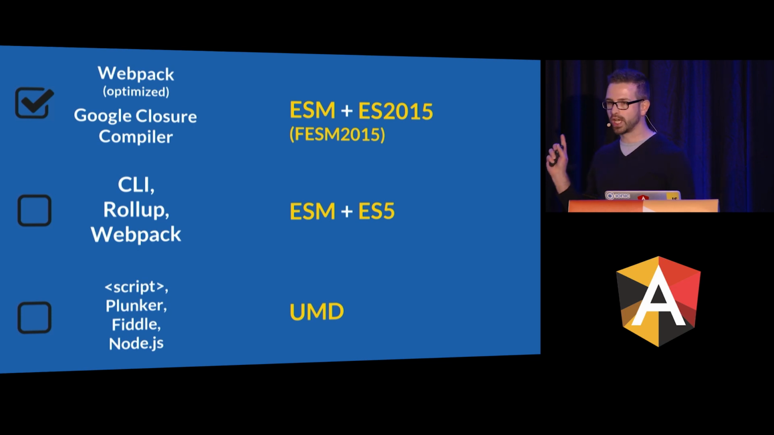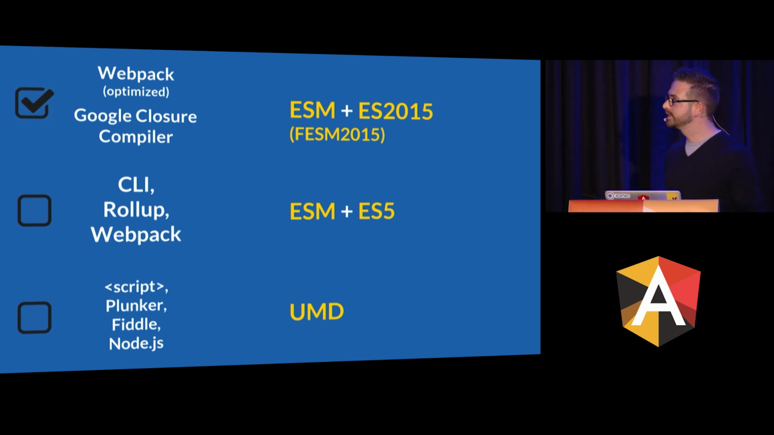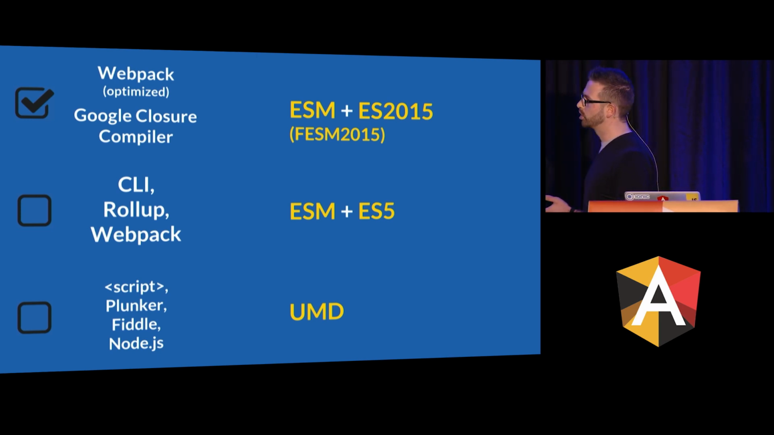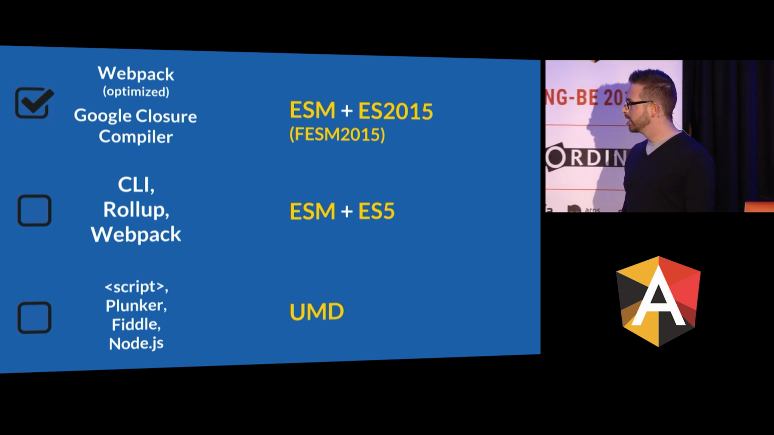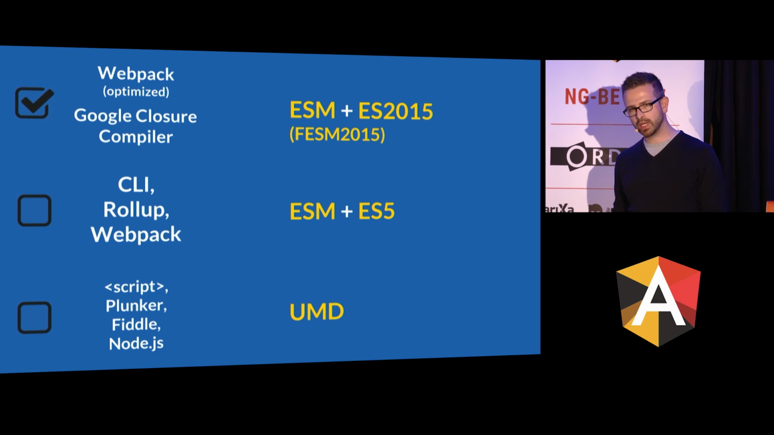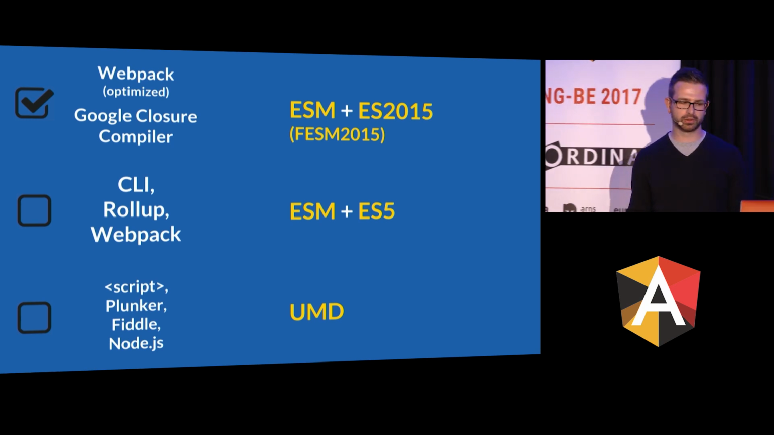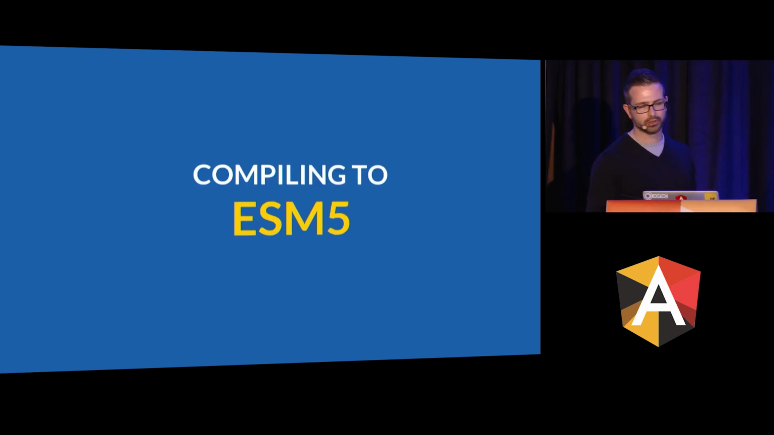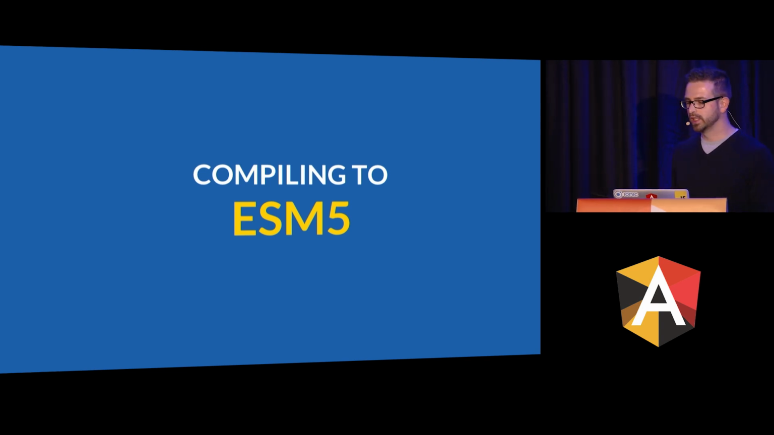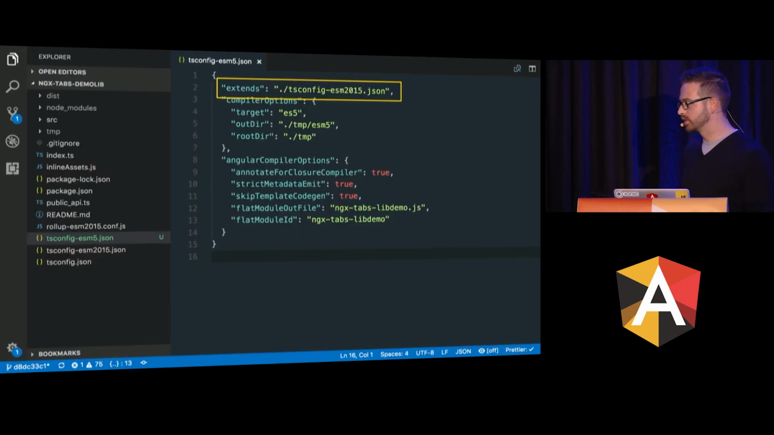Great, check. So we now support Webpack and Google Closure Compiler. Let's see what we have to do to also support the CLI, Rollup and Webpack. And they require ESM, but ES5 code, not ES6 code. So let's see how to compile to ESM5. And it turns out that's actually much simpler, because now we have the tools already in place.